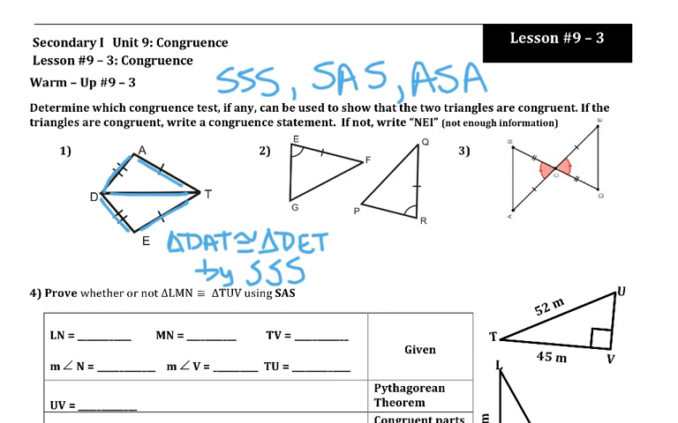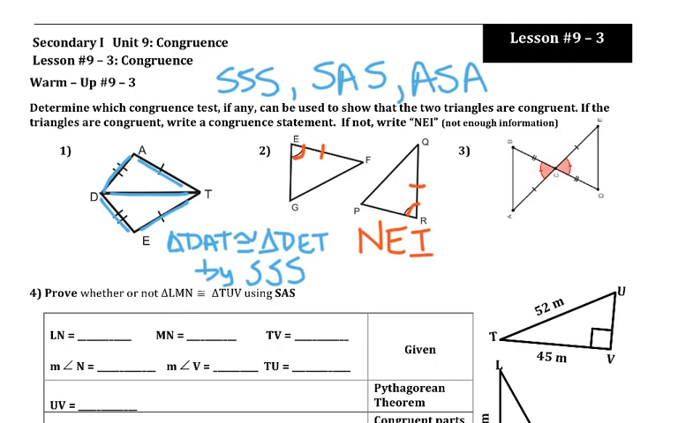Okay, number two. So we know in number two that EF is congruent and corresponds to QR. We also know that angle R is congruent to angle E. But that's all the information we have. And we can't prove anything based on just two congruent corresponding parts. So this is NEI, not enough information.